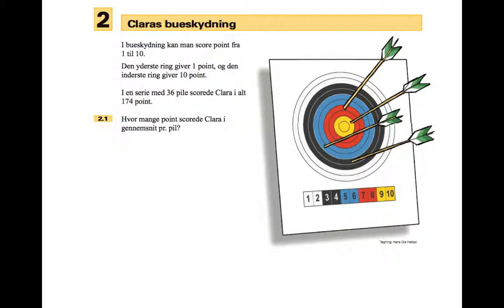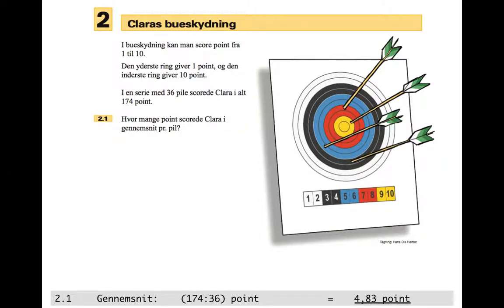So gennemsnit in Danish, that's the one where you add them all up and divide by how many there are. So they've already been added up to 174. So it's 174 divided by 36, and that makes 4.83.